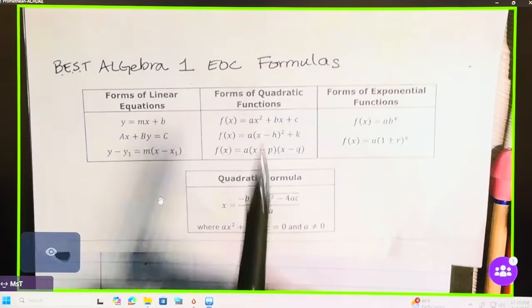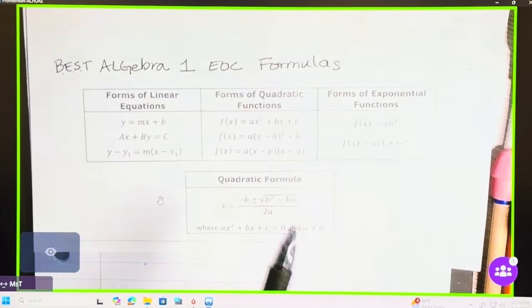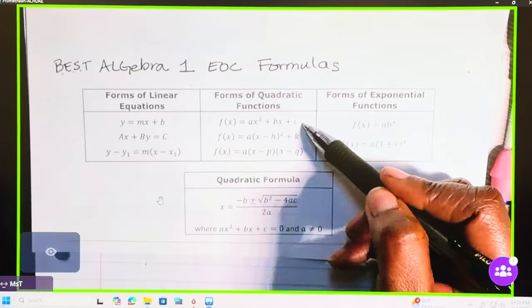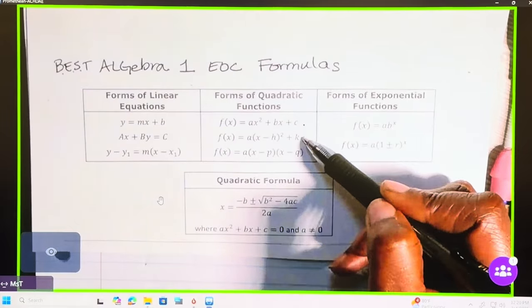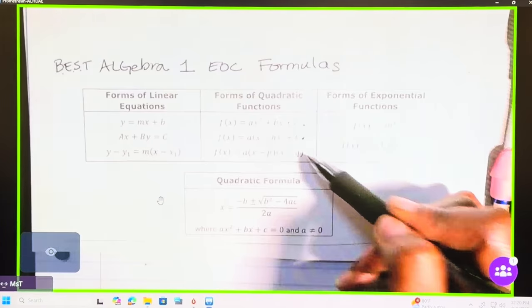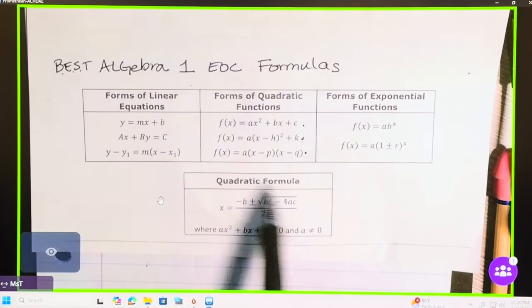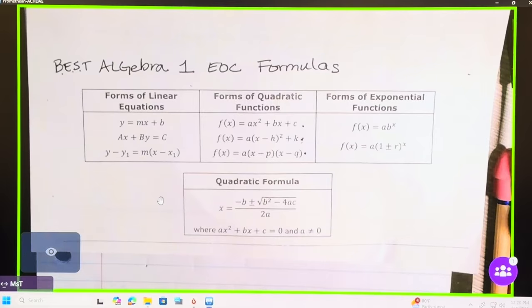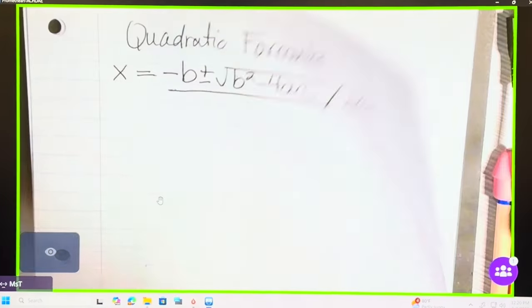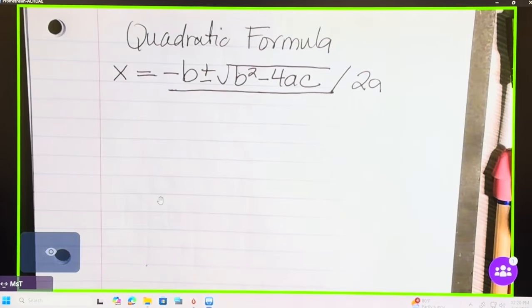What did it say? EOC formulas. Y'all see that? Right here is standard form. Right here is vertex form. Right here is factored form. And look what's sitting right here. What is that? Quadratic formula. Are y'all with me? Yes? So you already have them at your disposal. All right? So let's go.